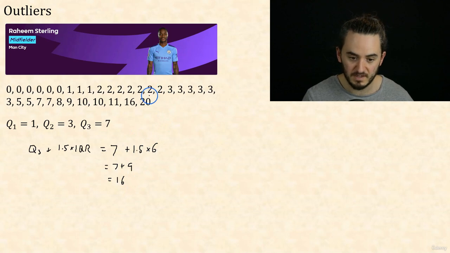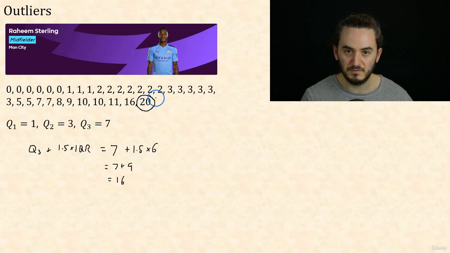So for Raheem Sterling, there was only one outlier at the top end this season so far. That score of 20 is considered a long way away, which is kind of obvious. It's way bigger than everything else.